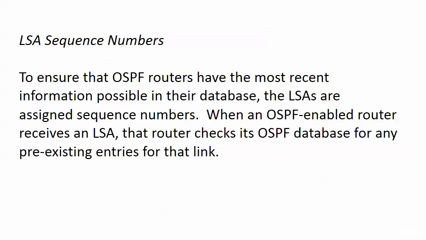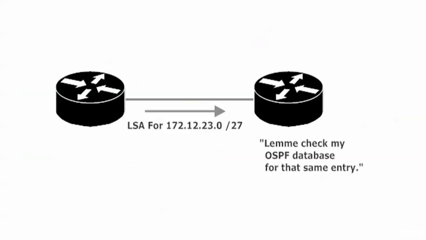As I mentioned at the end of the previous video, we've got to make sure that any information coming to our router is the latest and greatest information before we overwrite the information that we already have. And with OSPF, that's all about the LSA sequence number. When an OSPF enabled router receives an LSA, first it's going to check that OSPF database that we just looked at for any pre-existing entries for that link.